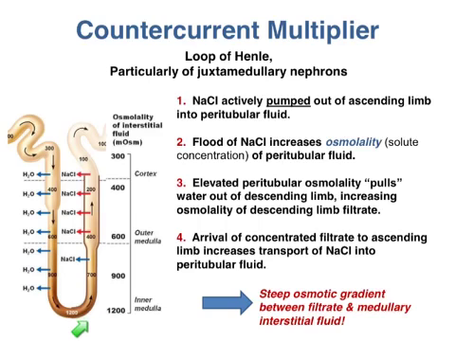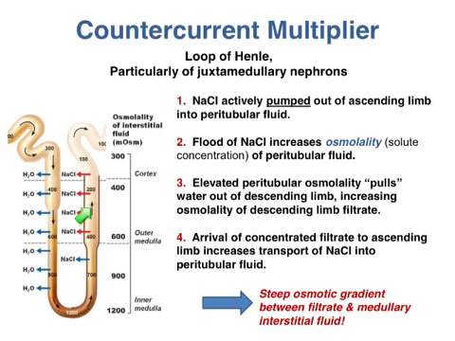So now let's talk about how the filtrate gets more concentrated. It all starts over here in the ascending limb with active transport of sodium chloride. Okay, so sodium chloride is actively pumped out of the ascending limb into paratubular fluid. So we're not relying on diffusion, we're not relying on osmosis, we're not relying on anything other than ATP to force sodium chloride out of the ascending limb.